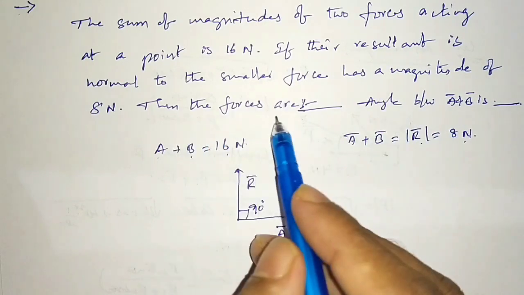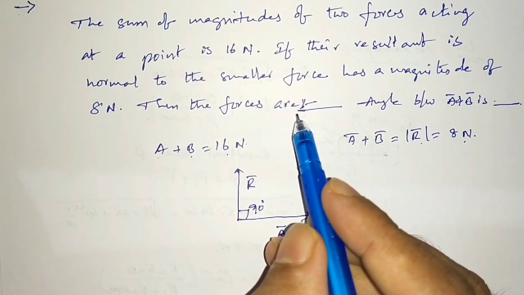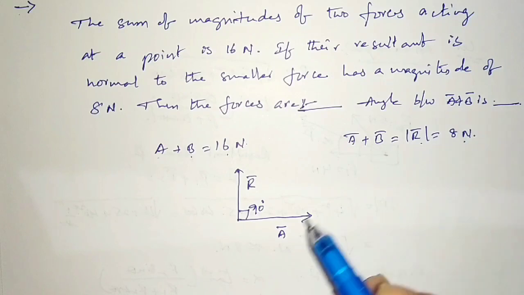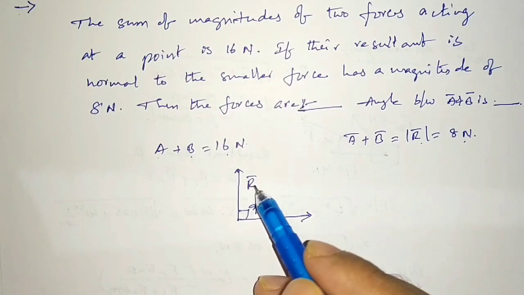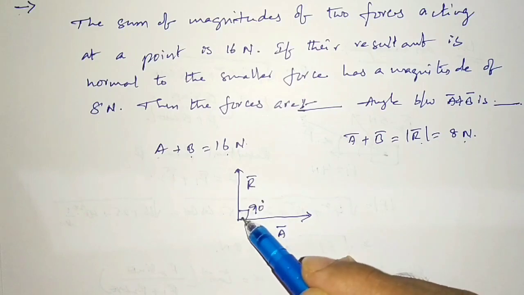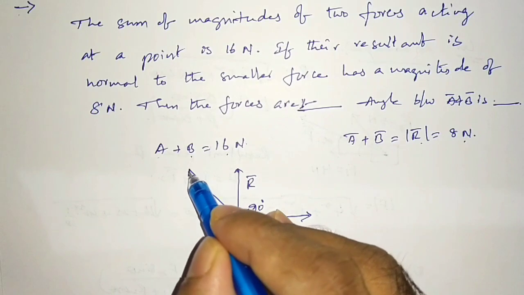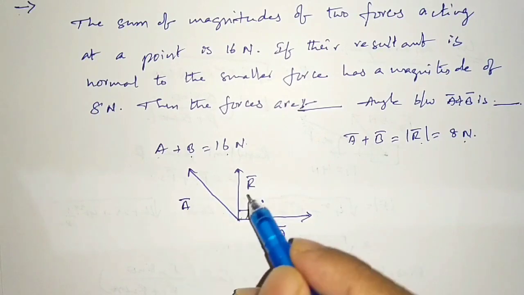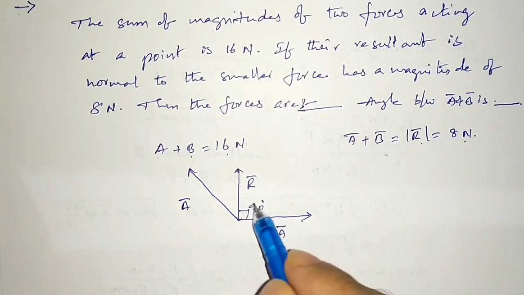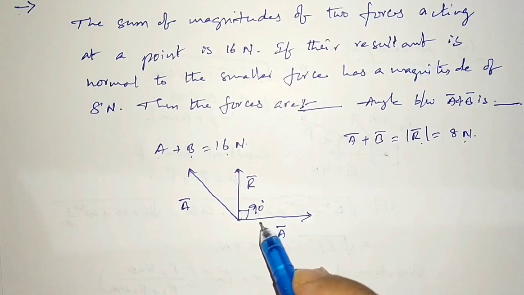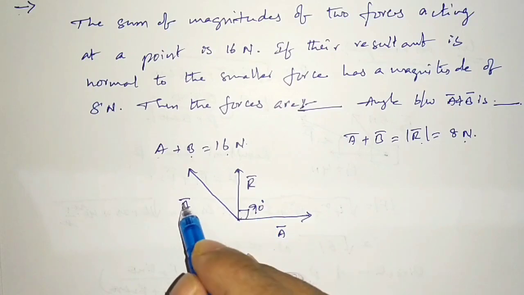Then what we need to calculate? Then the forces are what? Means a and b we need to calculate, and the angle between a and b also we need to calculate, right? This is a and r. How will be vector b here? No, this way it should be, because the resultant vector always lies between two vectors. Understood? So the resultant vector is always drawn in the middle, right, Nana?